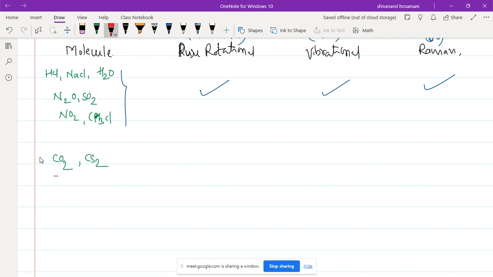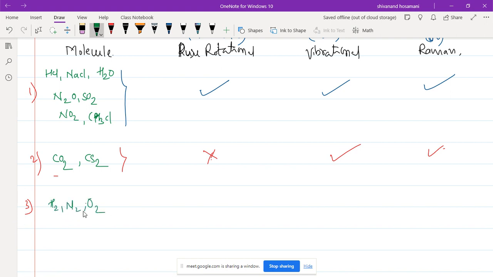Okay, so this is the first set, this is the second set. These are inactive here, meaning it will not show. Here it is active, then this is active. Next set is the third set. Molecules are N2, O2, H2.